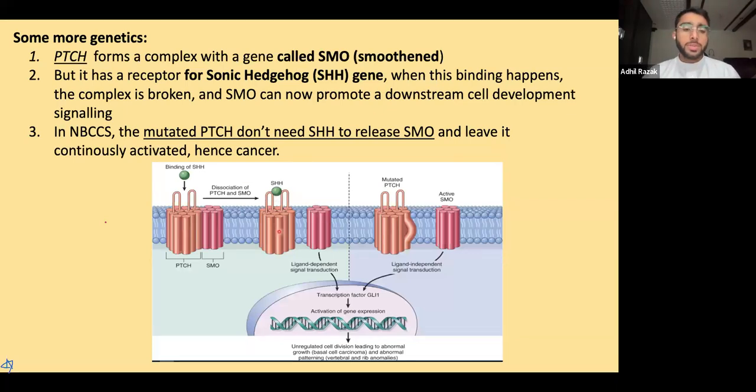I don't know if you guys played Sonic as a kid, but you can imagine PTCH is Knuckles, and SMO is the pink one, the girl one. They're a family. Sonic comes in, ruins their dynamic, and then SMO is freed. And then, okay, I don't want to sound sexist. Let's just pretend this is Knuckles. Knuckles is the one who goes out to the street and goes crazy.